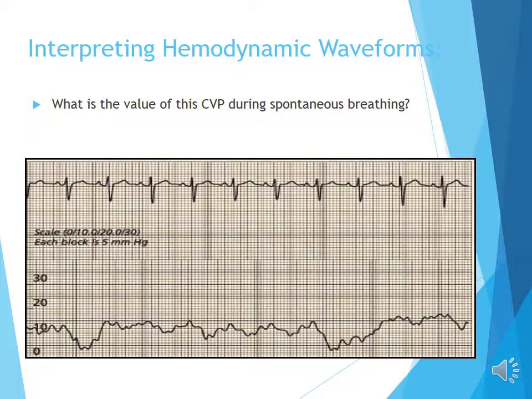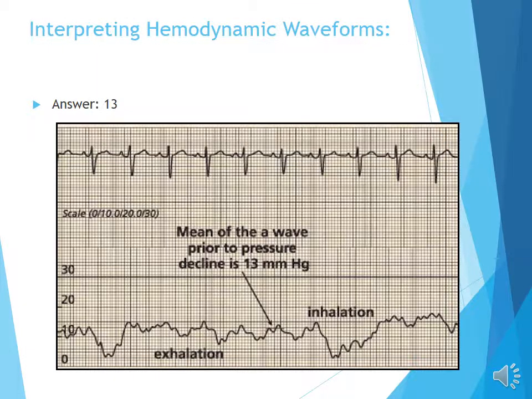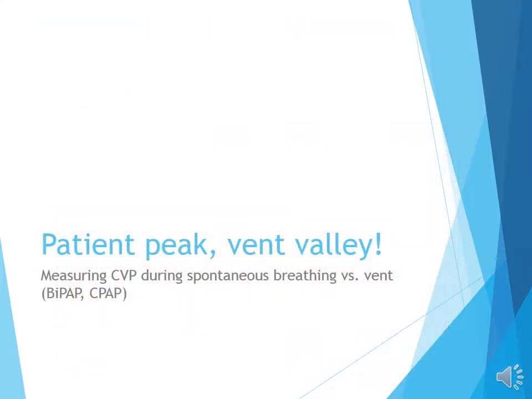Okay, so do this one for practice. Look down at that CVP where you can see that there's spontaneous breathing variation going on, and try to see if you can find the mean value of the CVP. So the answer for this one is 13. You can see the wave that they're pointing to right there. That's the wave that's prior to the pressure decline, and the answer is 13 millimeters of mercury. So they just looked at the point where it was the waveform before the inhalation.